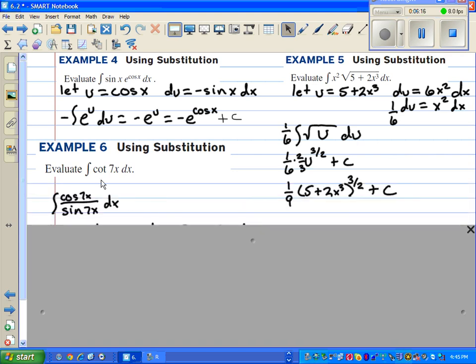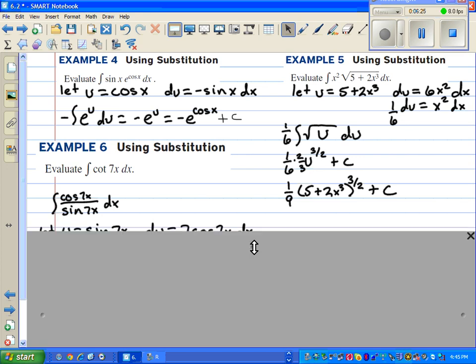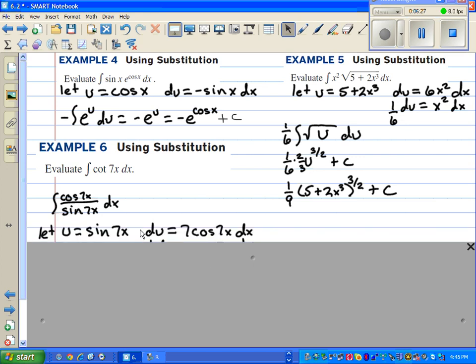We can write cotangent of 7x as cosine over sine, with the 7x, of course. In this case, we want to let u equal the sine of 7x, and then take the derivative of both sides. Derivative of u is du. The derivative of sine of 7x is 7 cosine of 7x dx. Well, I have the cosine 7x dx, but I don't have the 7, so right now we can't make the replacement, or the substitution, that is.